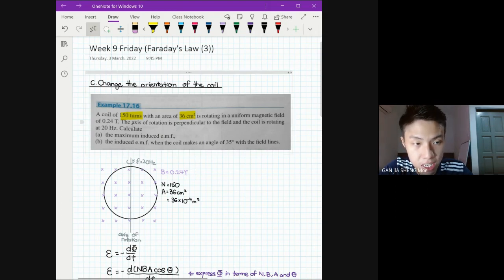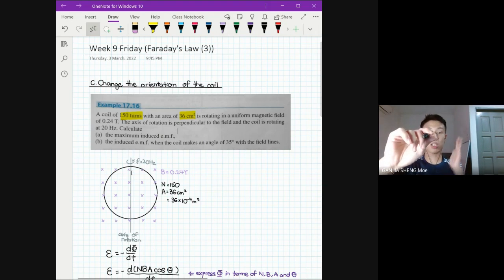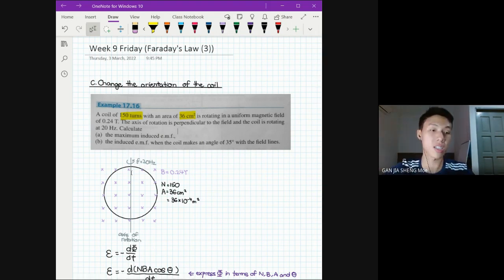The axis of rotation is perpendicular to the field. So I've drawn my axis of rotation to be this line over here, and it is perpendicular to the magnetic field. The magnetic field is pointing into the page, but the line is on the plane of the page. So it's perpendicular. One is into the page, one is on the plane. So the angle between them is 90 degrees.